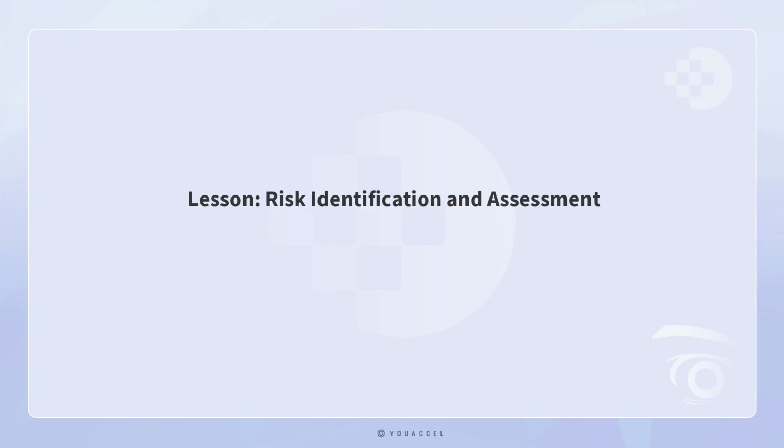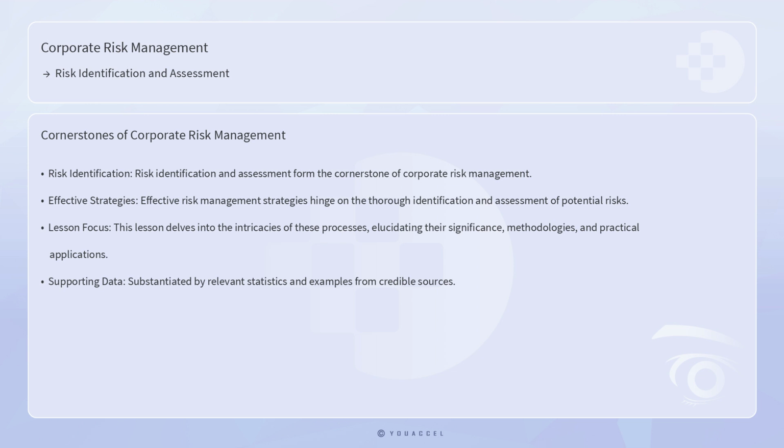Lesson: Risk Identification and Assessment. Risk identification and assessment form the cornerstone of corporate risk management. Effective risk management strategies hinge on the thorough identification and assessment of potential risks that could impede the achievement of organizational objectives. This lesson delves into the intricacies of these processes, elucidating their significance, methodologies, and practical applications, substantiated by relevant statistics and examples from credible sources.